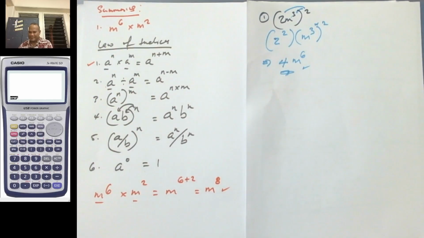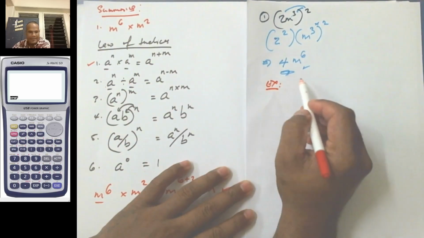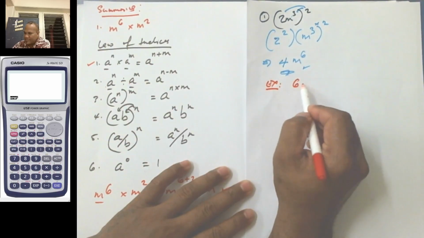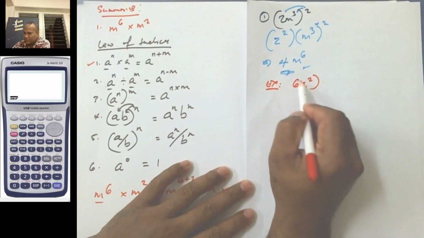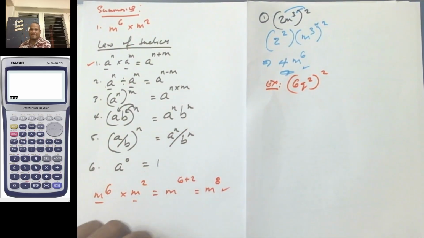Use the same concept. Try and answer this question. I give you 2 minutes. Do this as an exercise. Let's say we have 6q to the power of 2, raised to the power of 2. Answer that. I give you 2 minutes, and your 2 minutes starts now. You can pause the video and solve that.